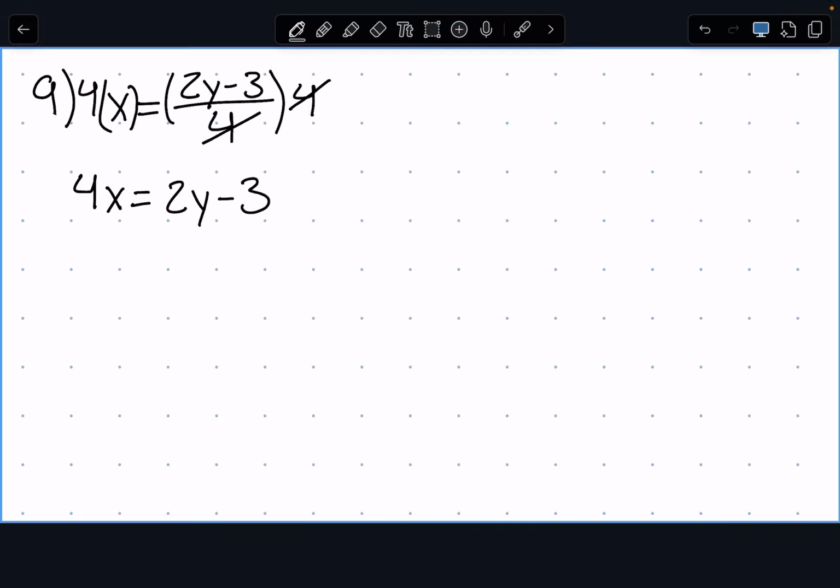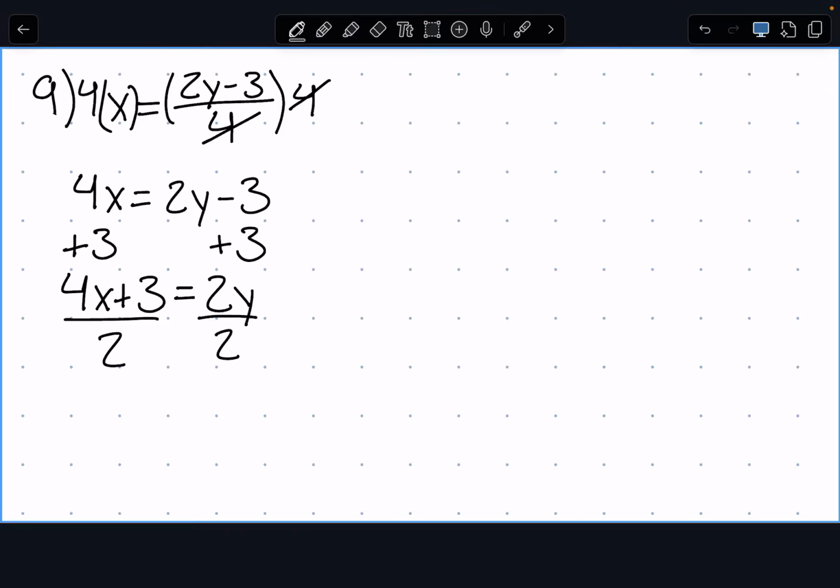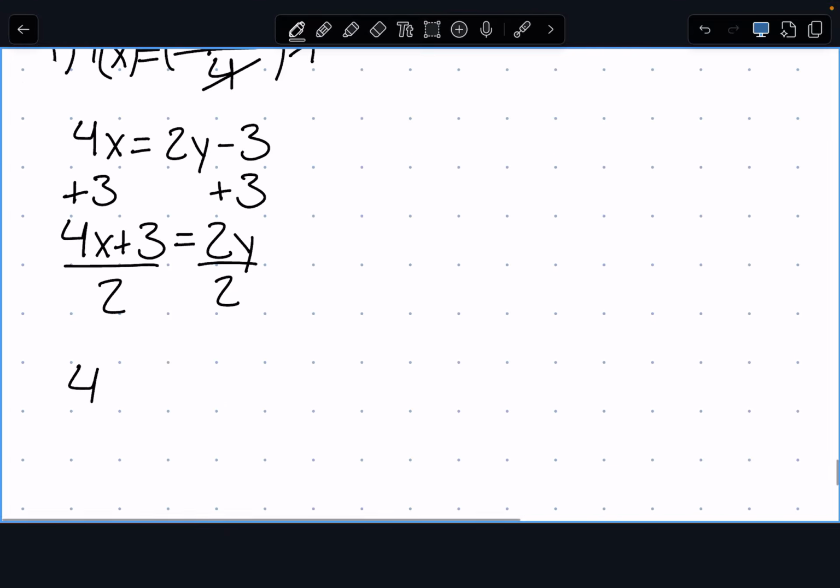What is my next step in getting y by itself? Add 3 to both sides. So I have 4x plus 3 equals 2y. Last step to get y by itself: divide both sides by 2. So I have 4x plus 3 divided by 2 equals y.